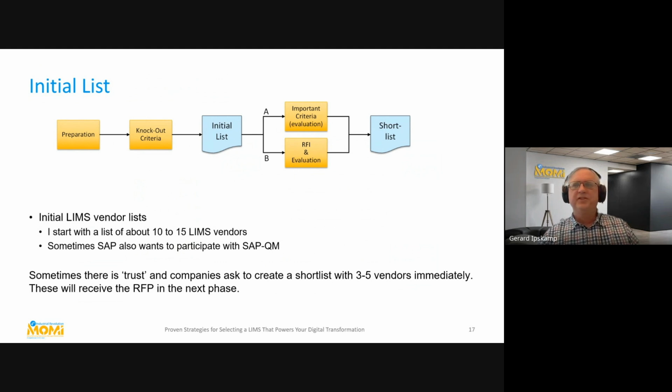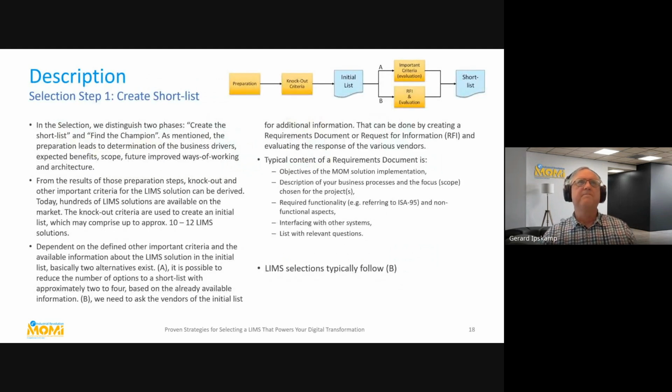Sometimes there's trust, and then companies ask us to immediately tell them which 3 to 5 vendors I think are the best ones for them, and then we start with the RFP process directly. So it depends on how long you know the company when you start that.